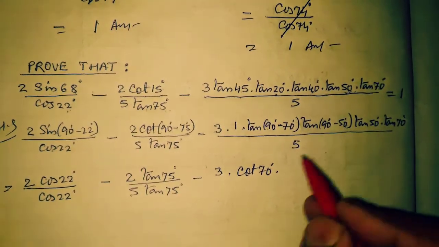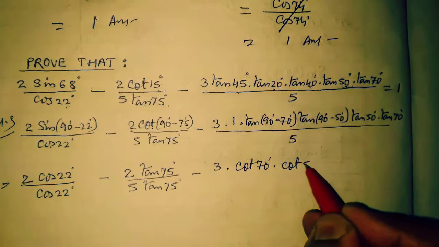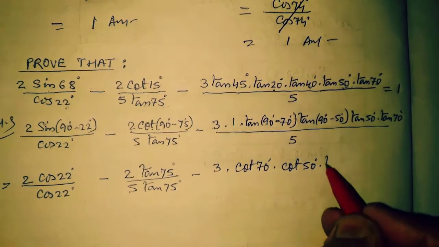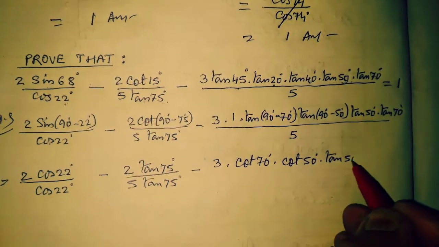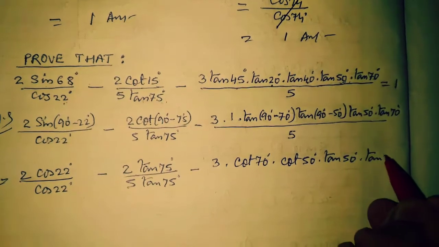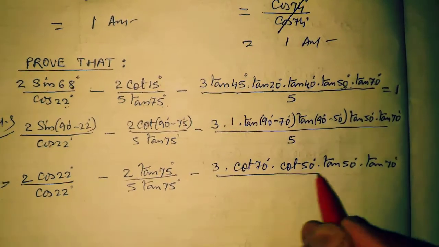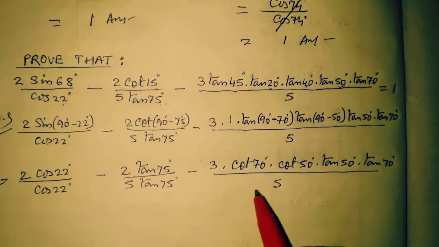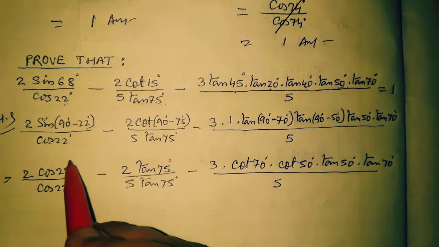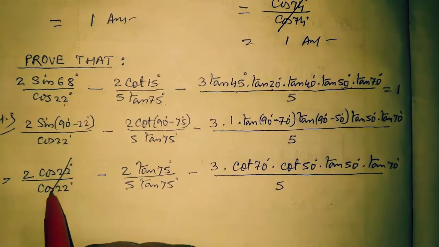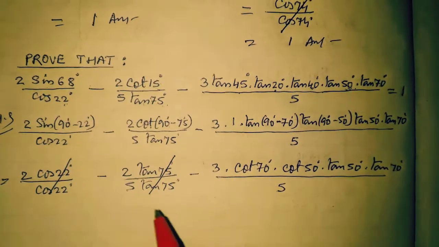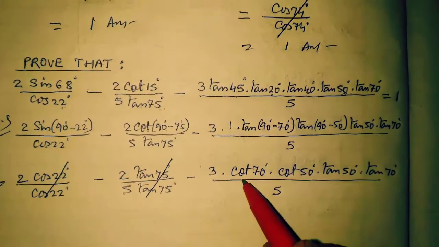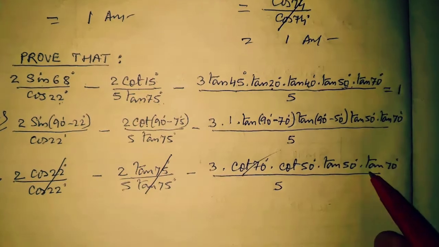Tan 90 minus 50 is coming what here? Cot 50 degree. And into, you write tan 50 degree. And tan 70 degree. This whole divided by 5. So you'll see here, cot first is what? Cos 22, cos 22 will be cancelled. Tan 75 cancel. Here, cot 70 and tan 70 will be also cancelled.